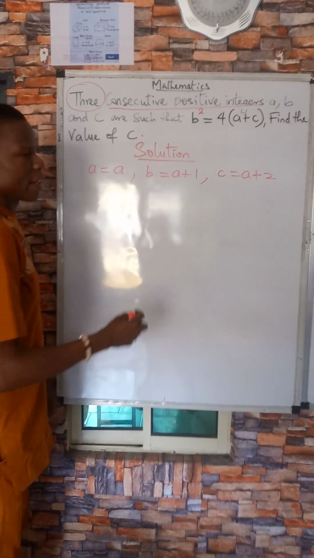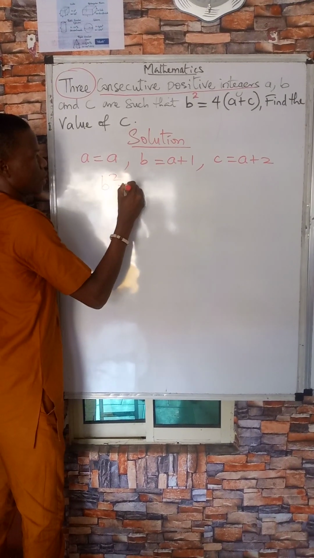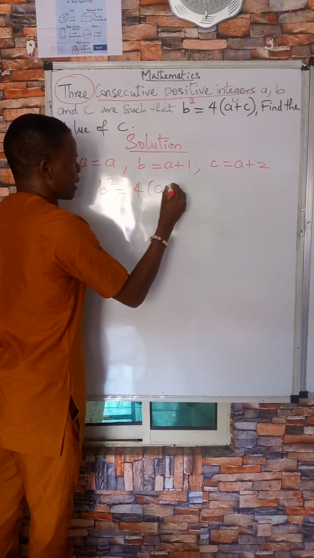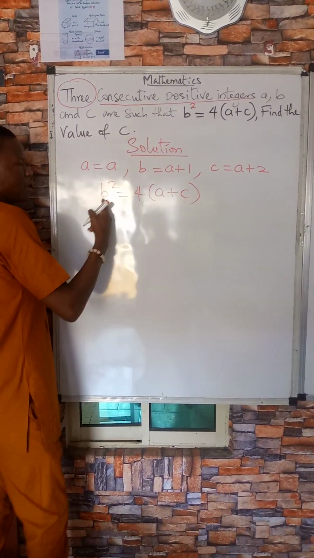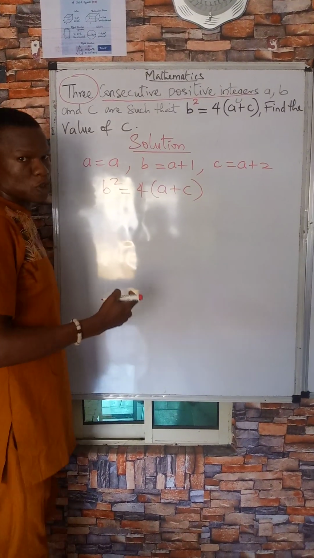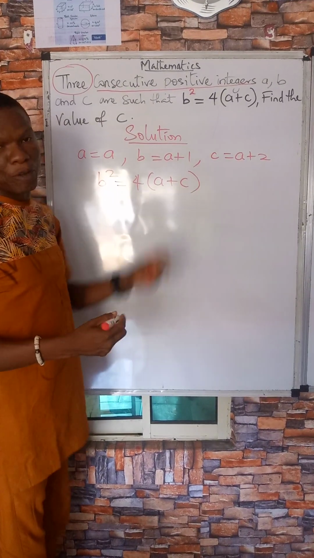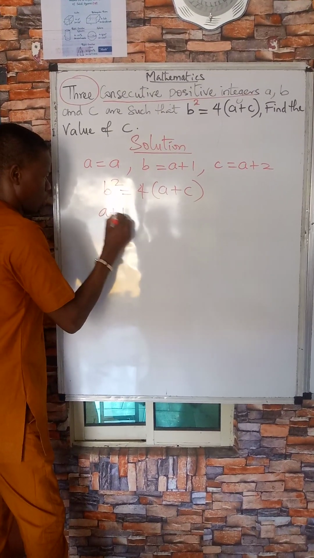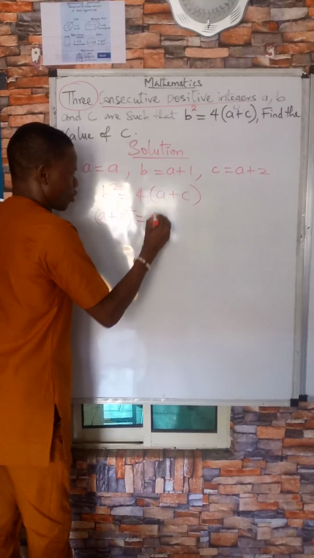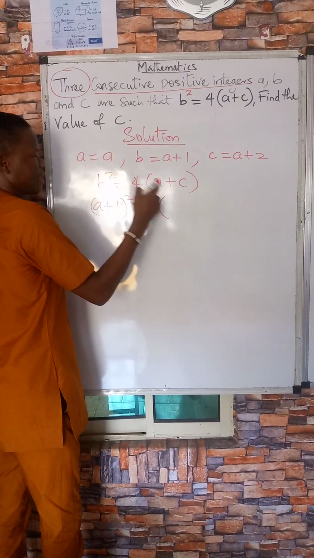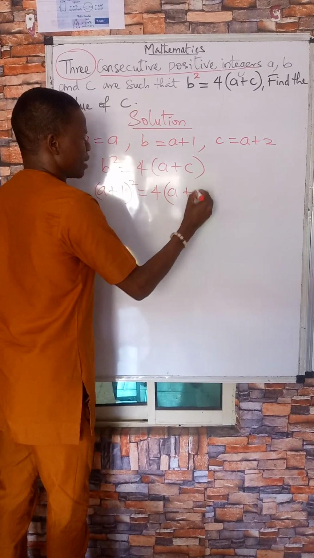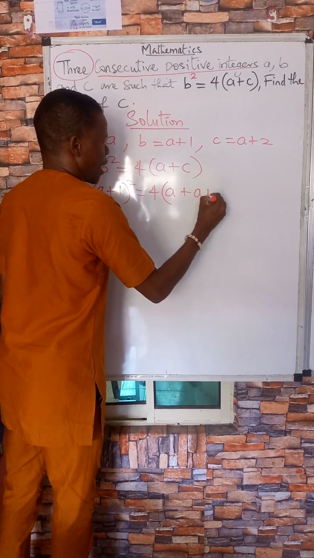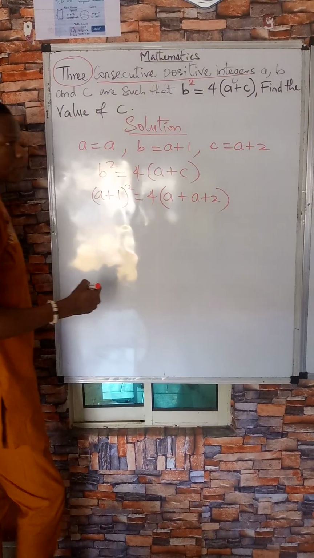Now, taking the formula given to us, b squared equal to 4 brackets a plus c. That means anywhere I see b, I'm going to put a plus 1. And anywhere I see c, I'm going to put a plus 2. Okay, so I have a plus 1 all squared here equal to 4 brackets. Since a is a, so a remains here. And c is a plus 2, so I have a plus 2 here.